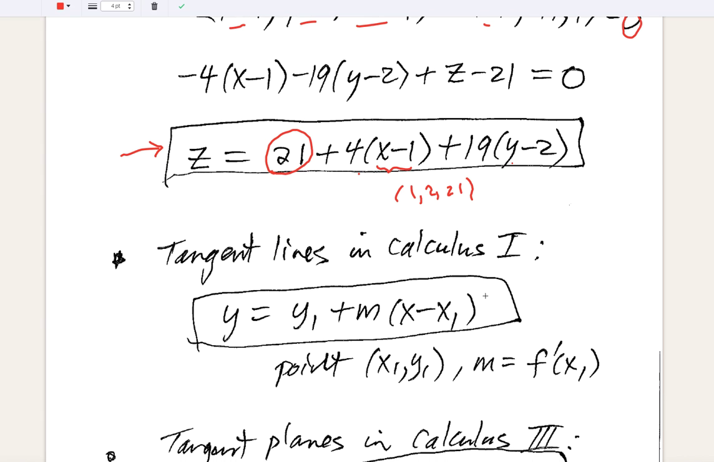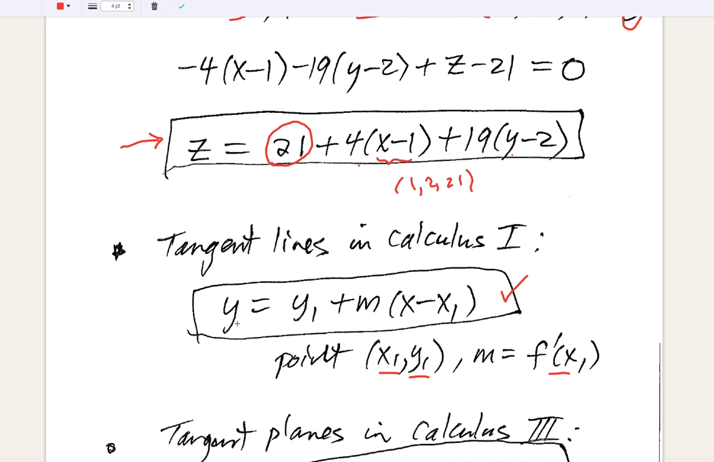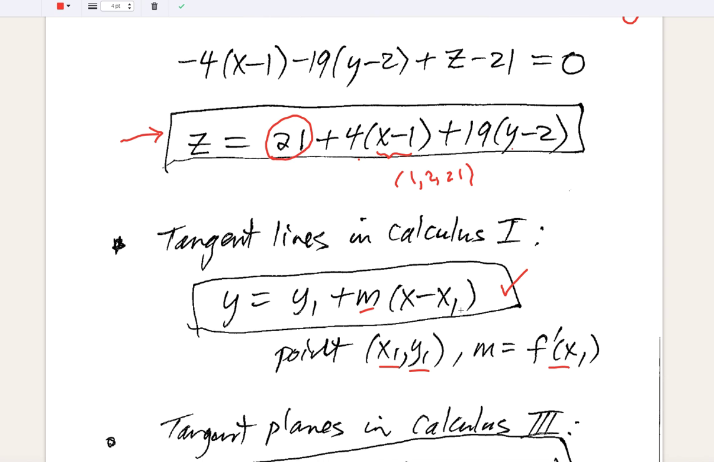Do you remember tangent lines in Calculus 1, how they look? Through the point (x1, y1), with slope m equals f prime at x1. What would it look like? It would be y equals y1 plus m times (x minus x1). Does that make sense?